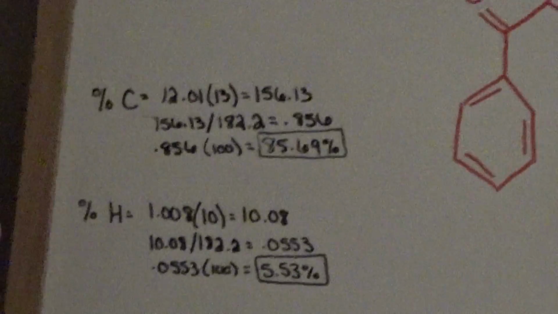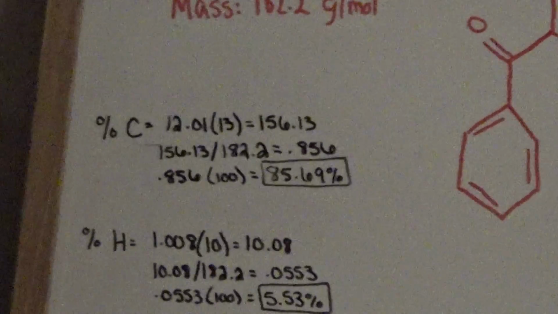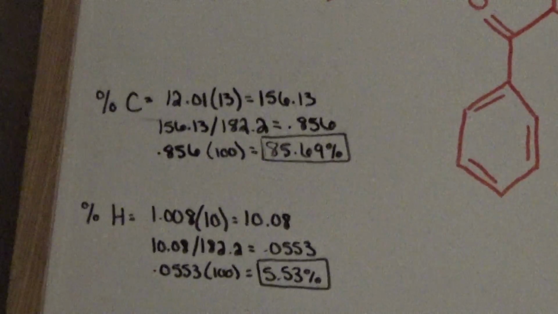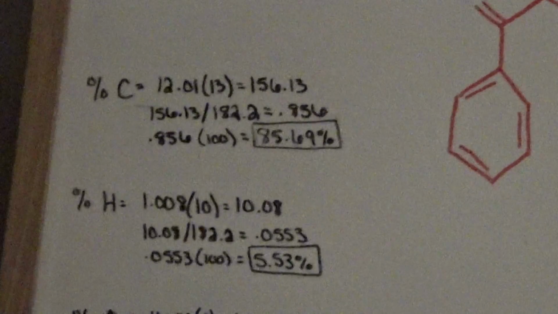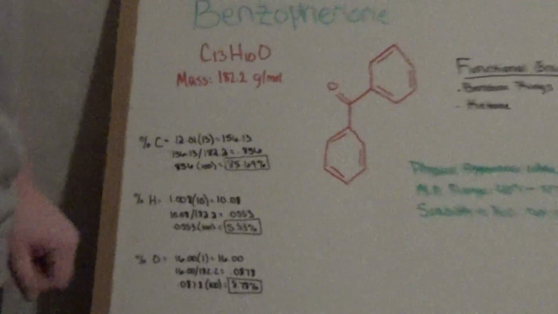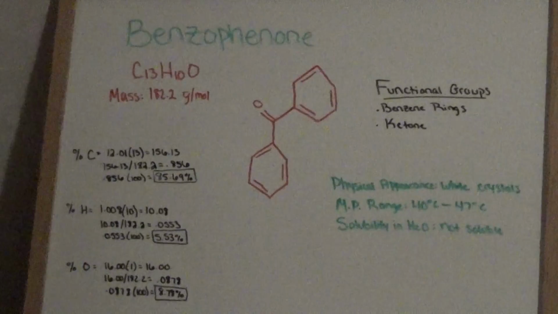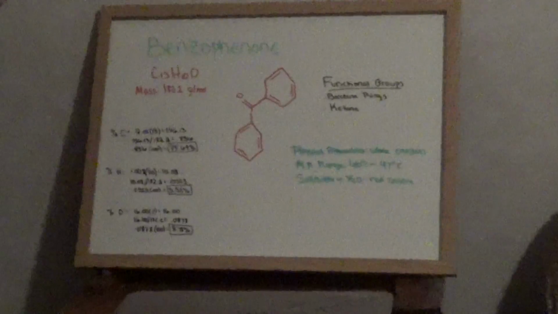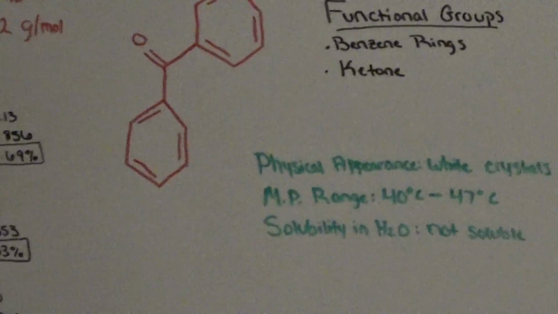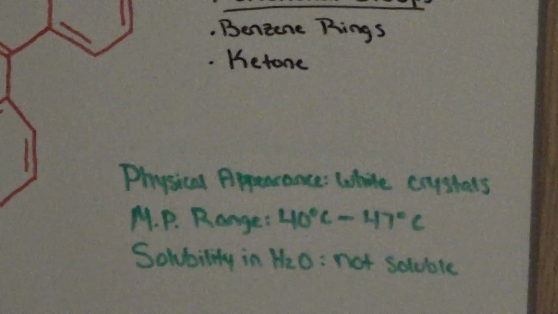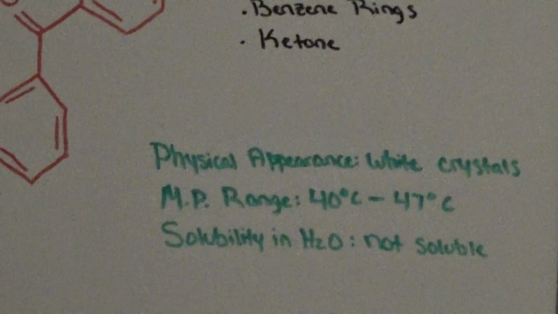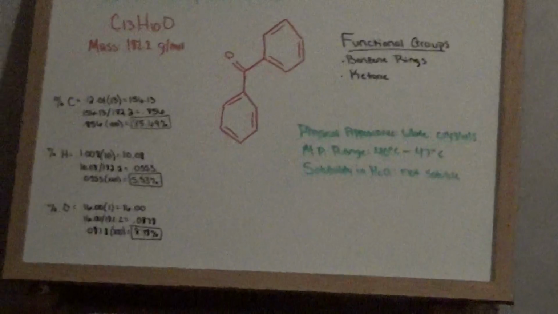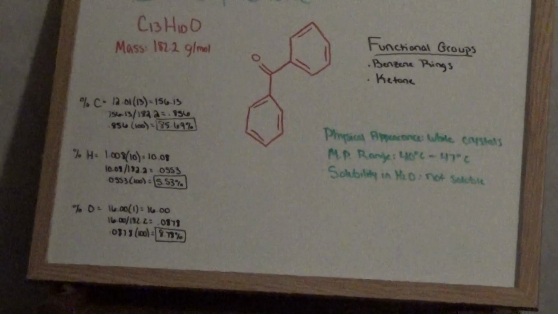As previously mentioned, its physical appearance is white crystals. It has a melting point of 48 degrees Celsius, and I found the melting point range to be between 40 degrees Celsius and 47 degrees Celsius. And the solubility in water, as mentioned before, is not soluble. However, this compound is soluble in acetone, acetic acid, benzene, and methanol.